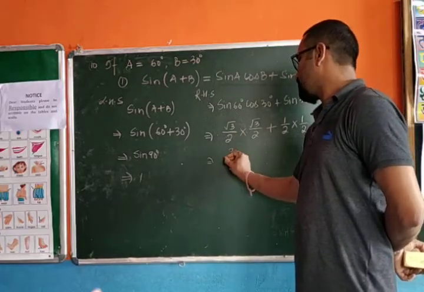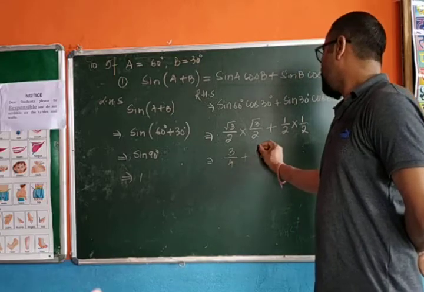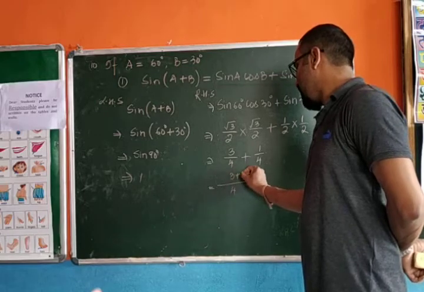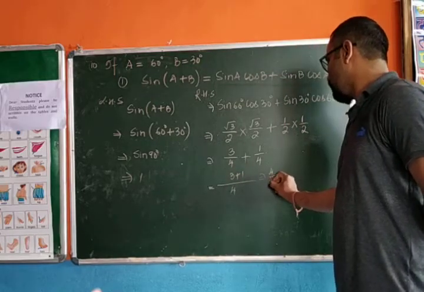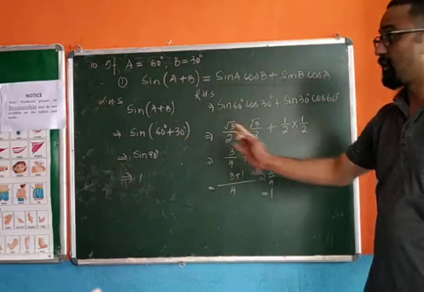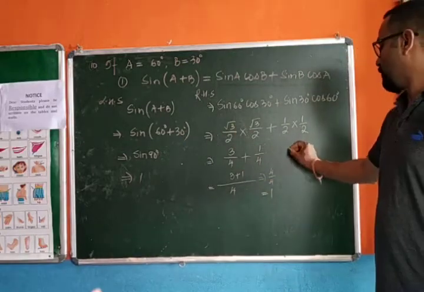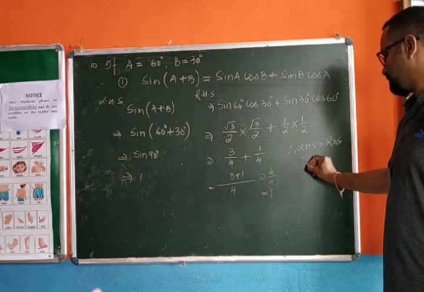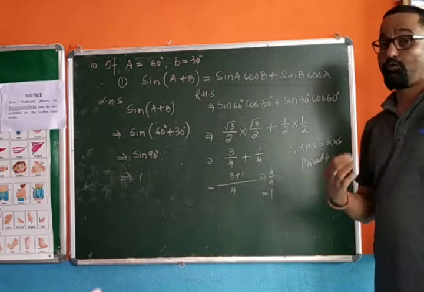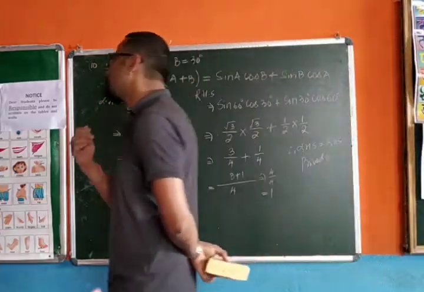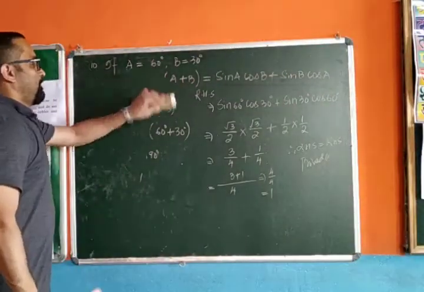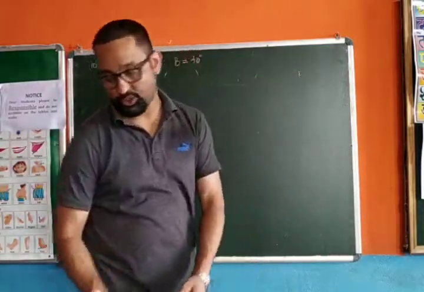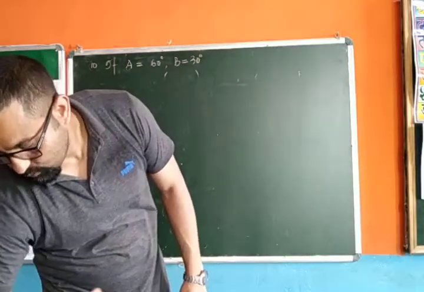Numerator multiplies, you get 3 upon 4 plus 1 upon 4. Take LCM. 4, 3 plus 1, which is equal to 4 upon 4, 1. Compare left and right side. Therefore, left hand side is equal to right hand side. Proving. This is first sum. Let's do one more sum based on this.